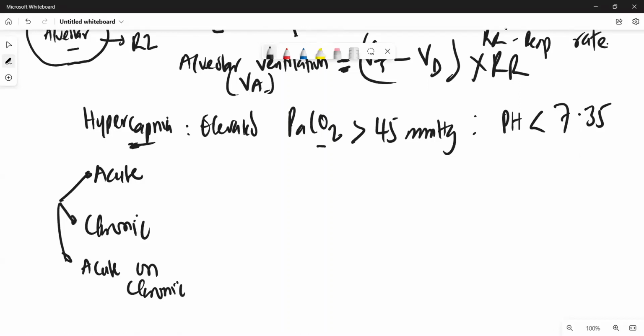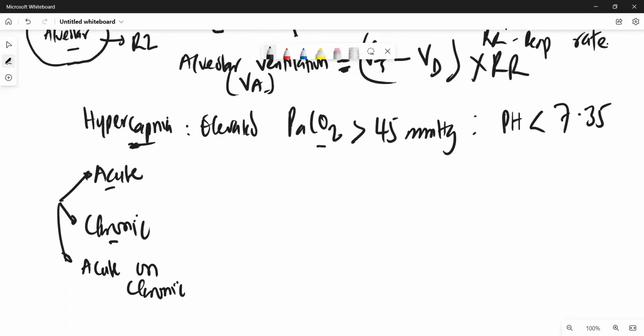Most of the time, with acute, these are patients that do not have any baseline CO2 retention. Whereas chronic are patients who already have a baseline CO2 retention. And acute on chronic are people that already have CO2 retention, and now because of some acute condition, they're also having additional acute retention of CO2. Sometimes it might be difficult to know whether we are dealing with acute, chronic, or acute on chronic.